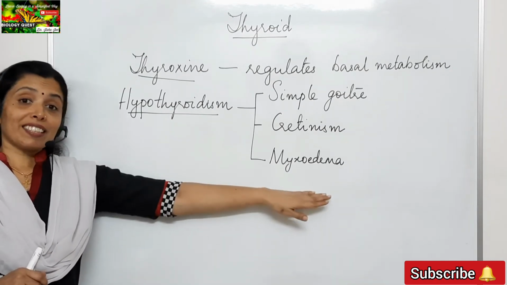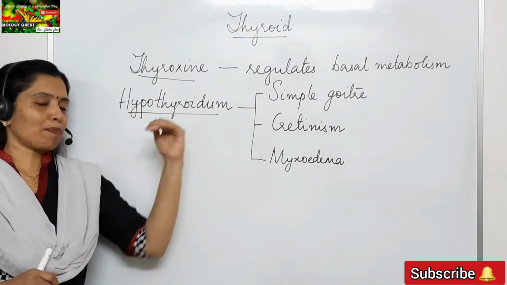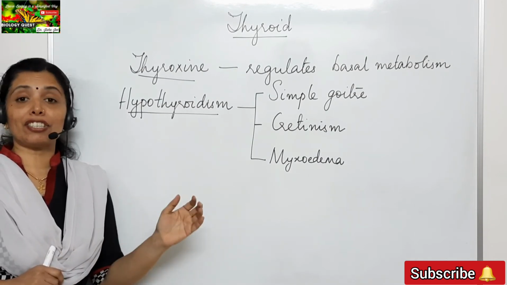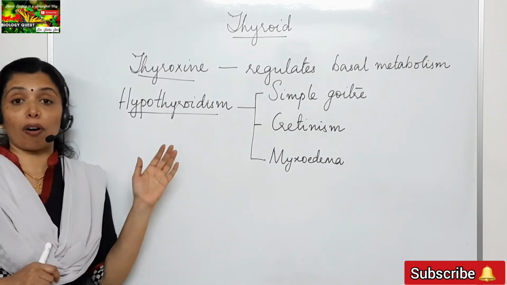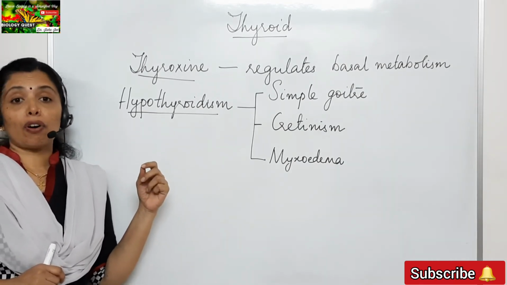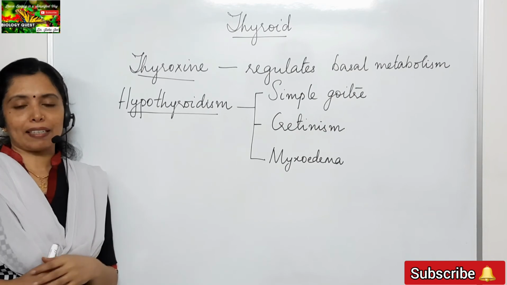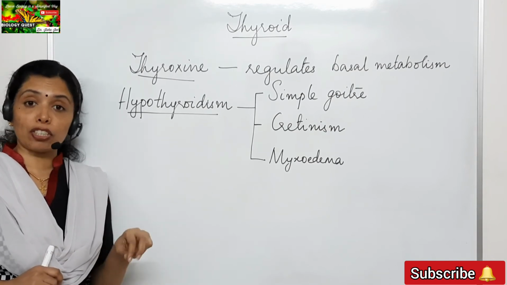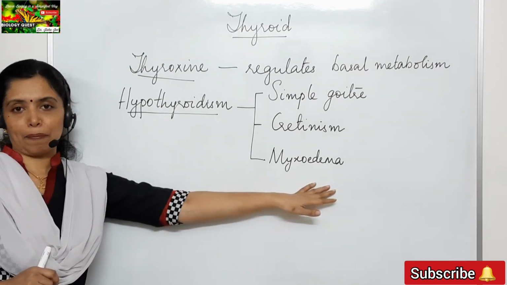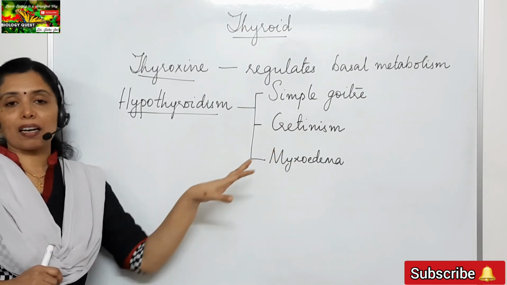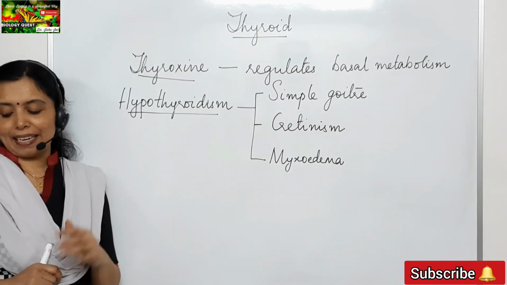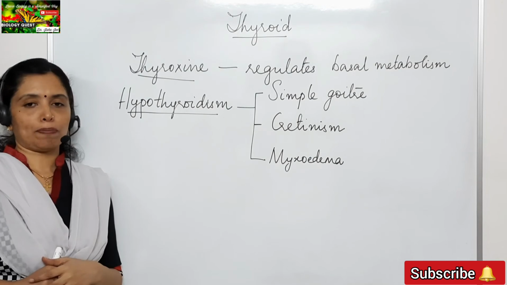Now moving on to the third condition that is caused due to hypothyroidism, that is myxedema. What is myxedema? That is a condition occurring in adults. It is due to the non-functioning of the thyroid gland. The thyroid gland does not function properly in adults, resulting in myxedema. Such persons are usually sluggish, and also swelling of the face and hands occur in such persons.